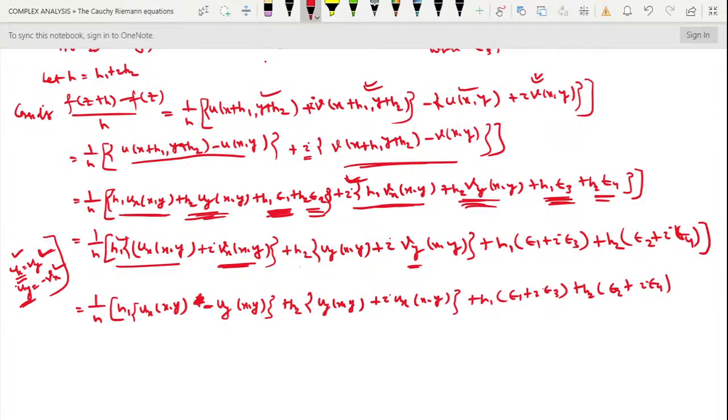Now one by h, then this is h1 ux at xy, and this is i h2 ux at xy, so I can write this as h1 plus i h2 of ux at xy. Okay, then this is h1 whole into minus uy at xy, and this is s2 uy at xy. So what can I write here?